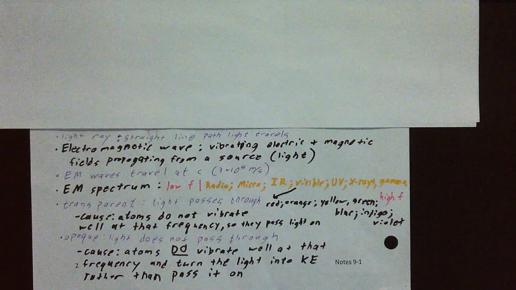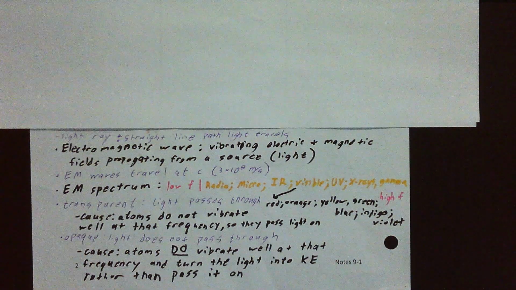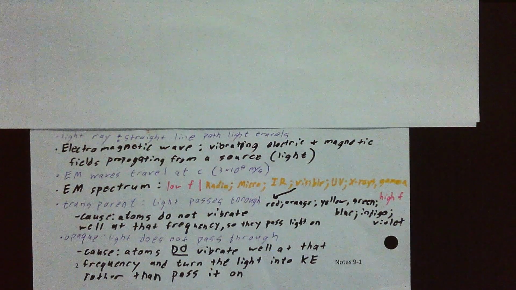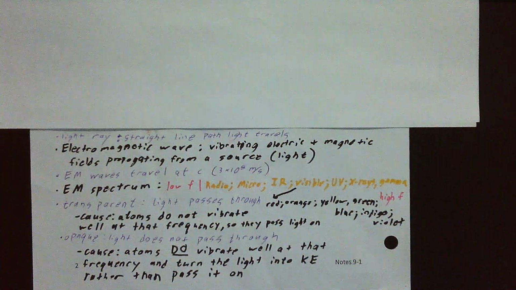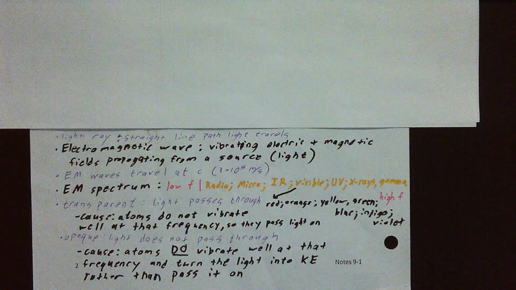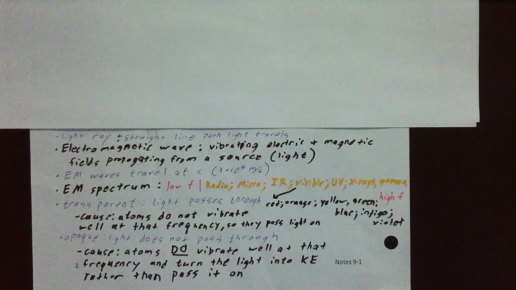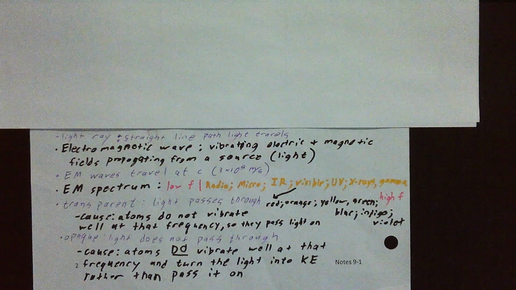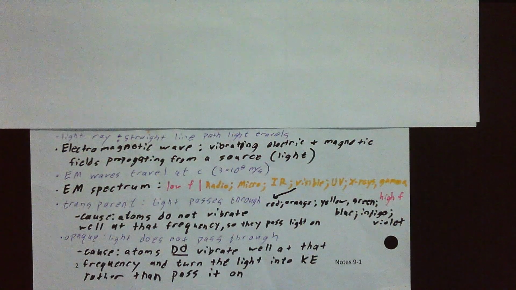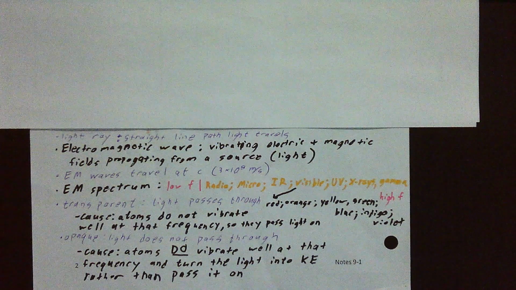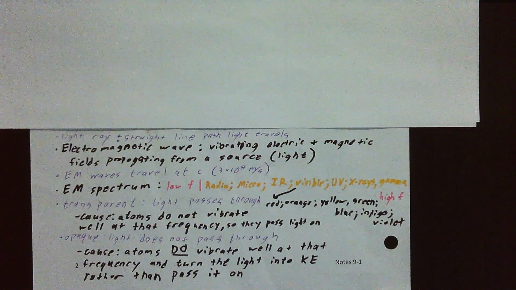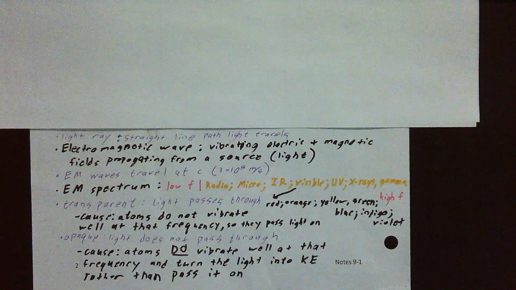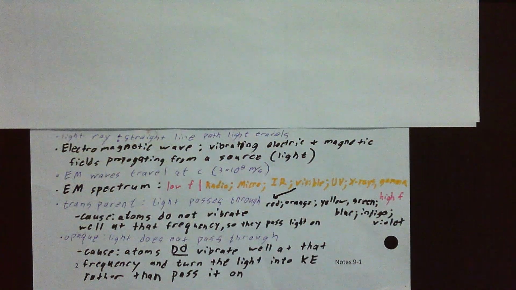For opaque objects, they do vibrate well at that frequency, and so they turn the light into kinetic energy rather than pass it on. So they keep the energy and vibrate a lot instead of giving it to the next particle. Okay, they're selfish. Opaque things are selfish. They keep all the energy to themselves. When we get to refraction, we're going to talk about how the speed of light changes.